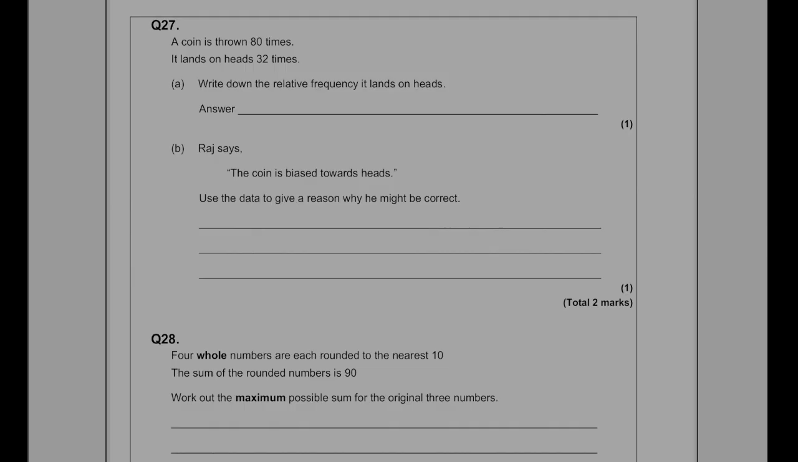Question 27. A coin is thrown 80 times. It lands on heads 32 times. Write down the relative frequency it lands on heads. So that would be 32 out of 80, which we can simplify quite a bit. If we start by doing eighths, 8 goes fully into 32 4 times. So 4 over 10, which is 2 over 5.